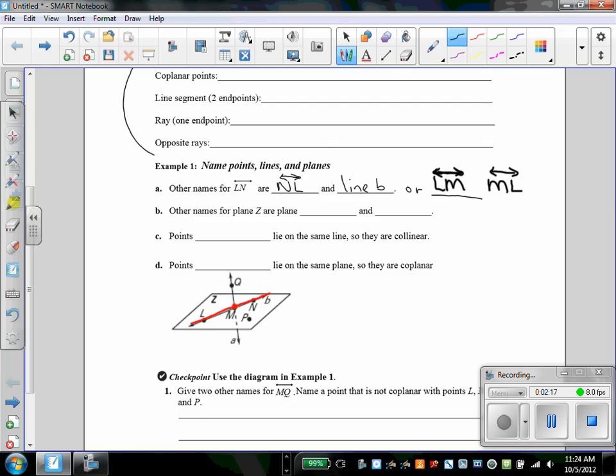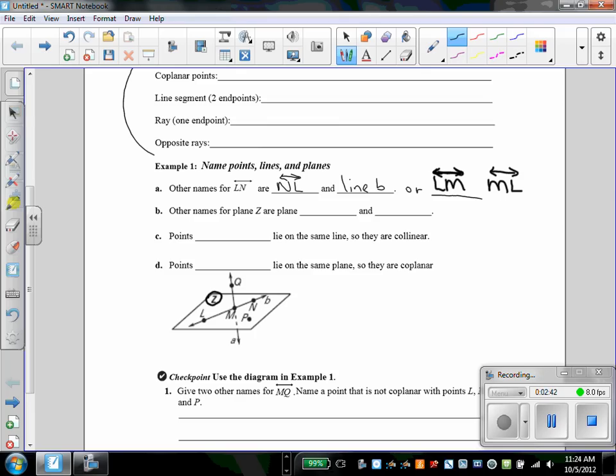Other names for plane Z, for letter B, you can pick 3 points on that plane, and notice that Z is over here. There's not a point associated with it. That is referring to the whole plane of Z, which goes infinitely in all directions. Think of it as a piece of paper that goes on in all directions on all sides. And that plane Z, you can just pick 3 points on that plane.